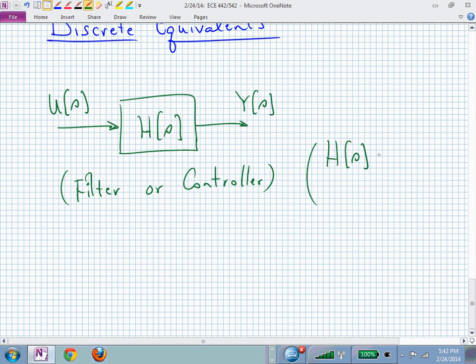Or H of S may not actually be a plant. It may not be some physical system's dynamics that we want to control. So H of S may not be a plant. That's the distinction that we're using. Maybe I shouldn't have made it green if it's not supposed to be a plant.